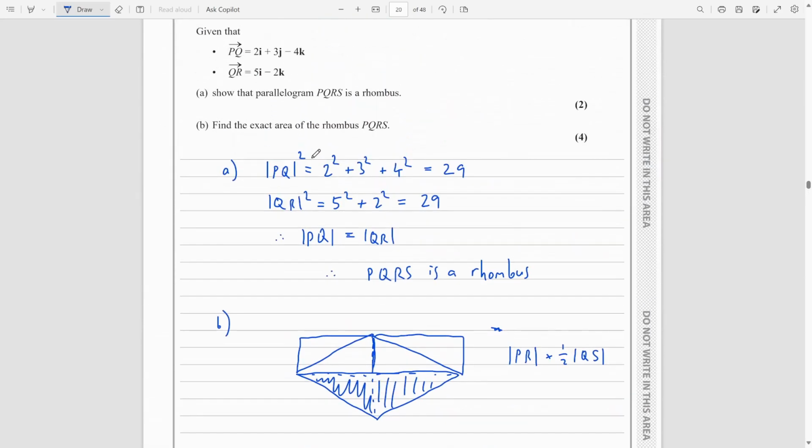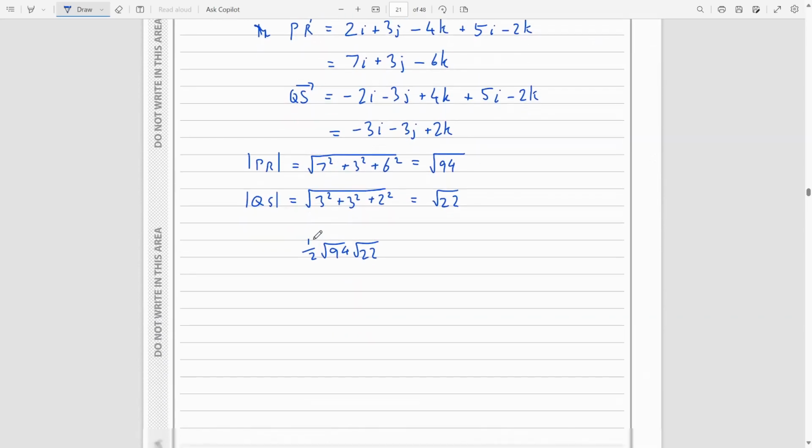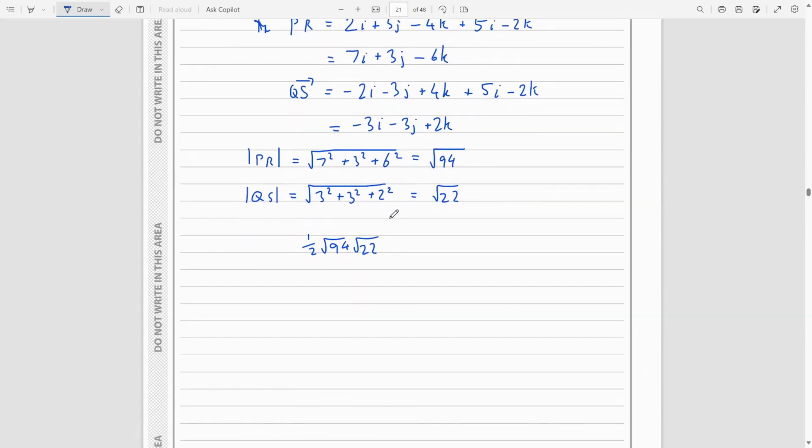How did they ask for it? They said find the exact area. So I'm going to be working out the square root of 94 times 22, dividing that by 2. We can actually just key the whole lot into the calculator and we get the square root of 517. So that's the exact area of that rhombus.